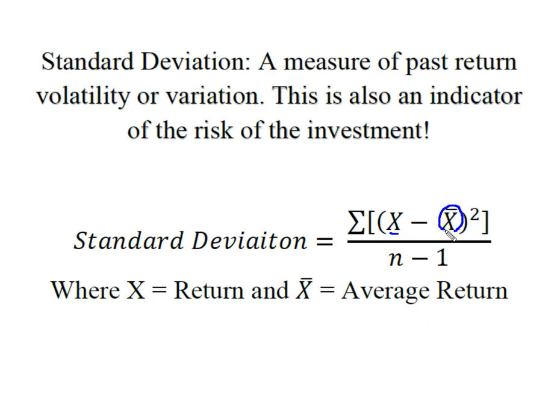The way that we find the standard deviation is we take each individual return and we subtract it from the average. So we'll take the return minus the average and then we square it. Next return minus the average and square it. Once we've done that for all of the returns that we have, we're going to sum them all together. And because we deal with samples of returns, we're going to divide that sum of the squared deviations by n minus 1. And this will give us the standard deviation.